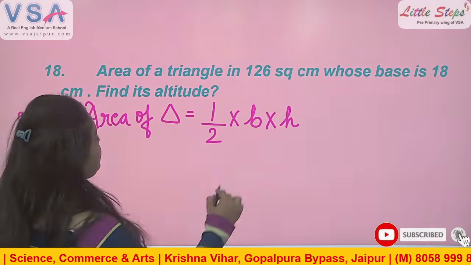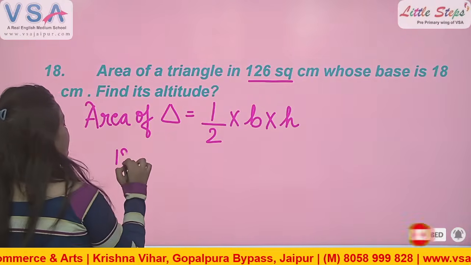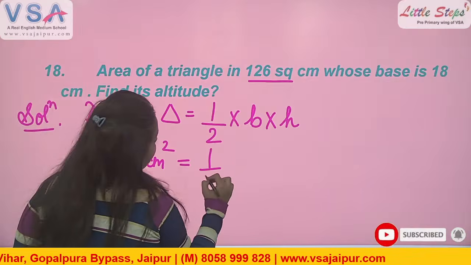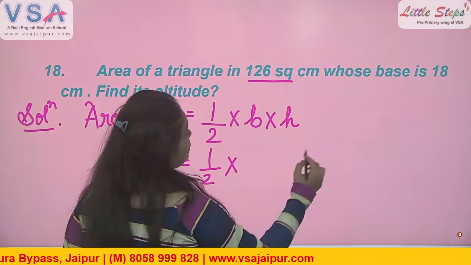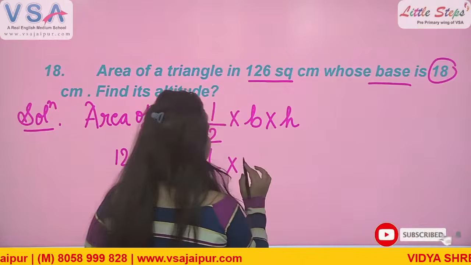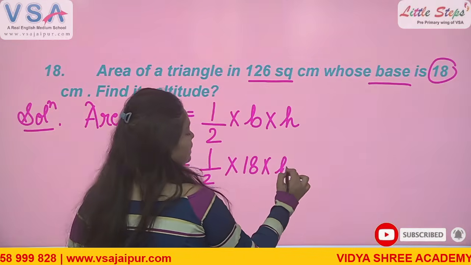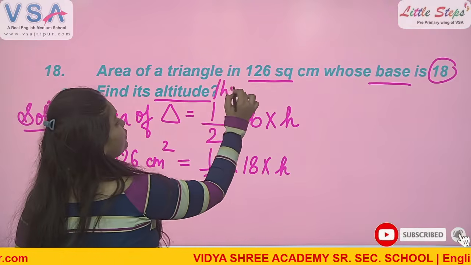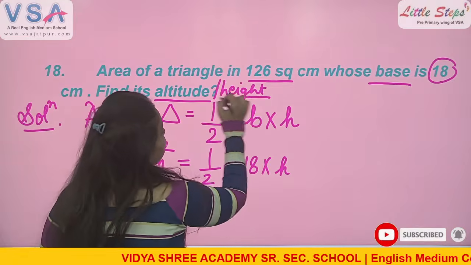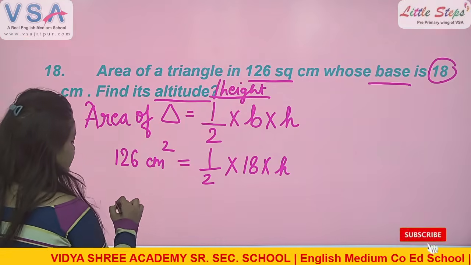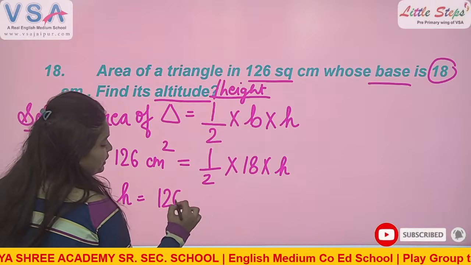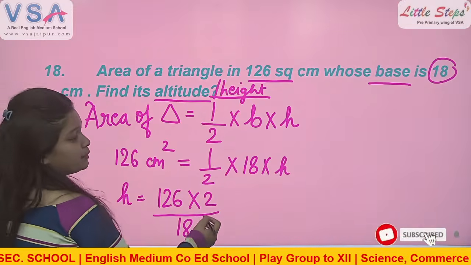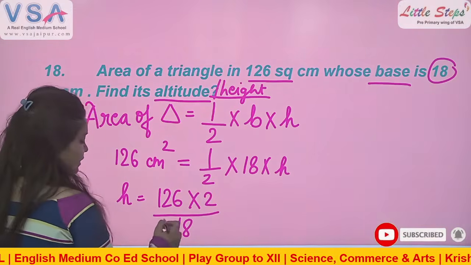So area is given already 126 centimeter square. We have to write here 126 centimeter का square equals half into base. Base कितना given है? Base is 18 centimeter, and we don't have height. Okay, height is also known as altitude. Make sure height Altitude का ही नाम है. Both are the synonyms of each other. So we need to find out height. Height equals to 126 multiplied 2 by 18. डिवीजन से मल्टीप्लिकेशन में आ जाएगा और रेसिप्रोकल होके.